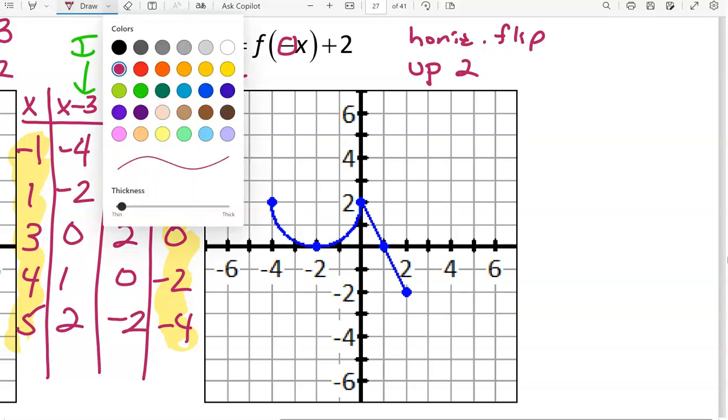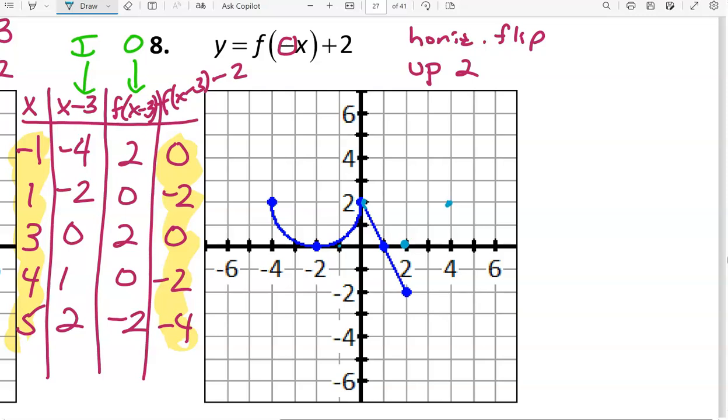And so if you want to do this in parts, you can do a horizontal flip. And there's the graph of the horizontal flip. And then move that graph up 2 for the final graph. And if you're going to take that approach, be sure to erase the intermediate graph. All we want on there is the final answer.